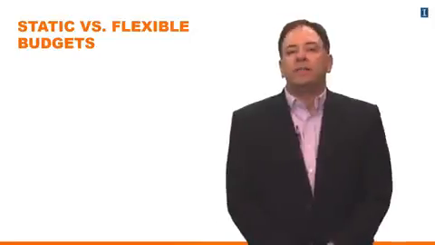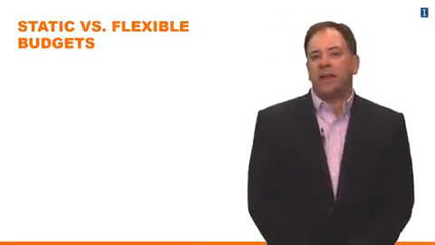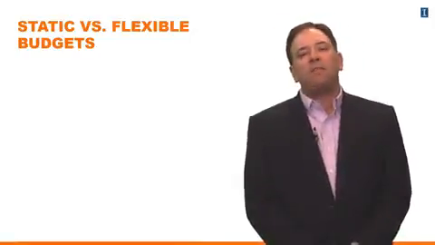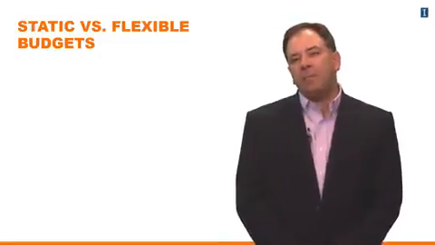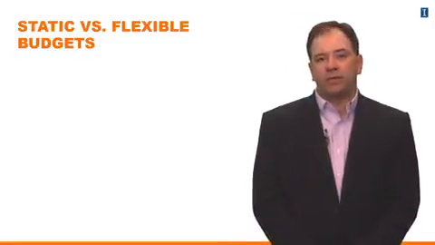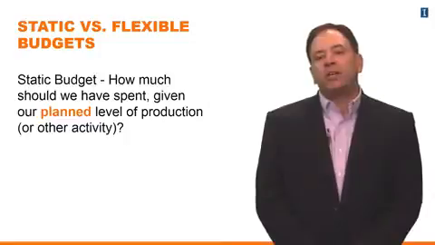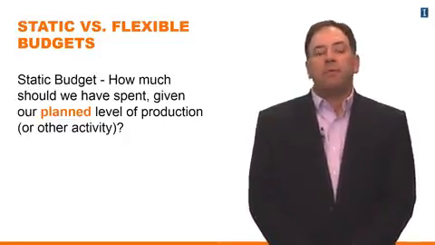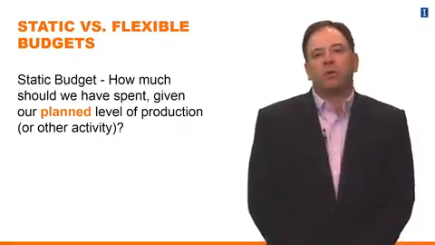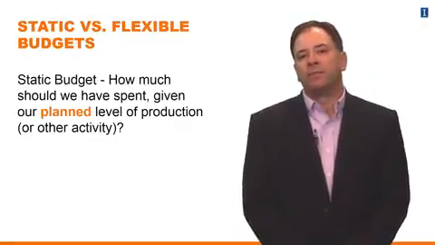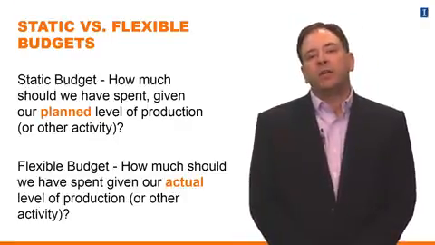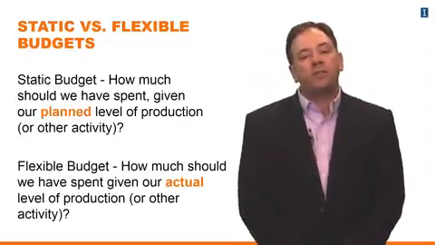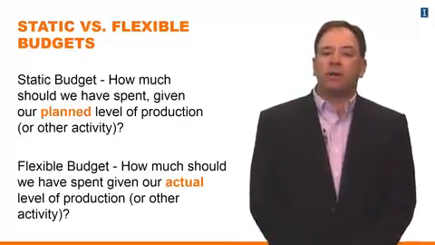Two important points need to be made at this time about variance analysis. At the top level, we need to distinguish between static budgets and flexible budgets. A static budget talks about how much we should have spent given the planned level of production or some other activity that we're engaged in. A flexible budget talks about how much we should have spent given our actual level of production.